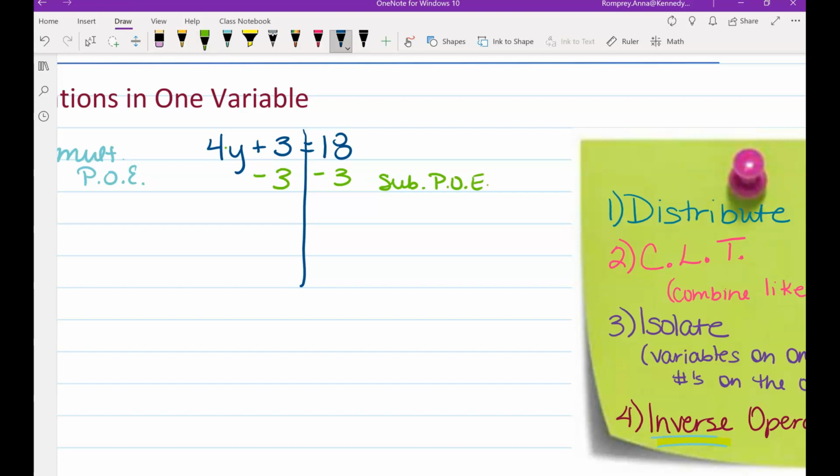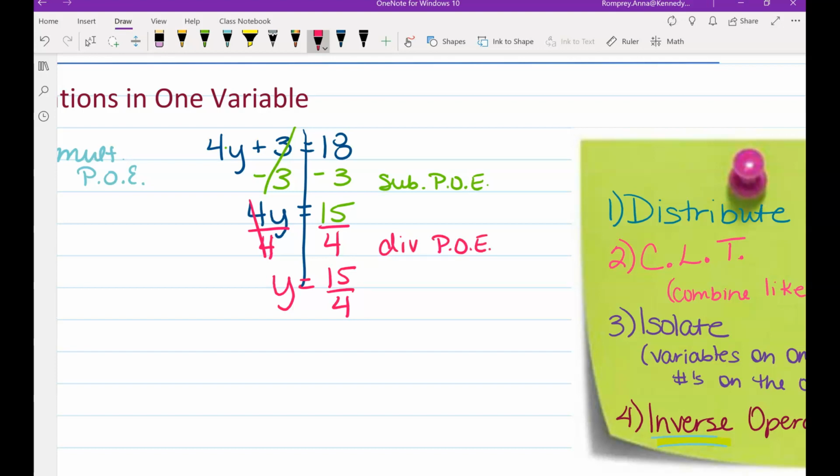And I get 4y equals, that cancels, 15. Awesome. Now what? So again, 4 times y, we are going to divide both sides by 4. Okay, just check my work. So y equals 15/4. And we use the division property of equality. Feel free to simplify, that's totally fine with me. So y equals 15/4.